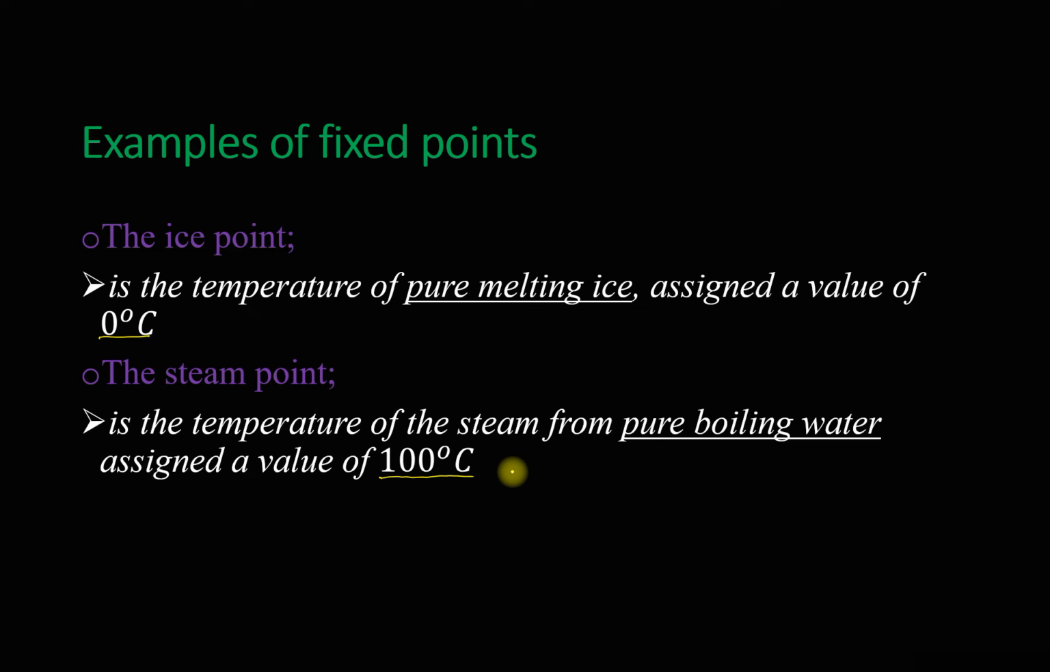That is the temperature of steam coming from pure boiling water. So these two fixed points that you mentioned were helping you to establish what you call the centigrade scale. You were establishing what is called the centigrade scale of temperature, or the centigrade temperature scale, or the Celsius scale. So how do we use these two fixed points to come up with a Celsius scale or the centigrade scale?